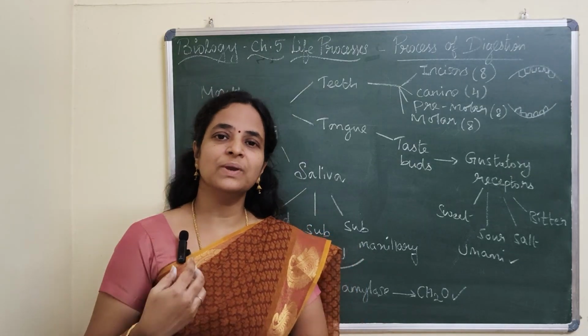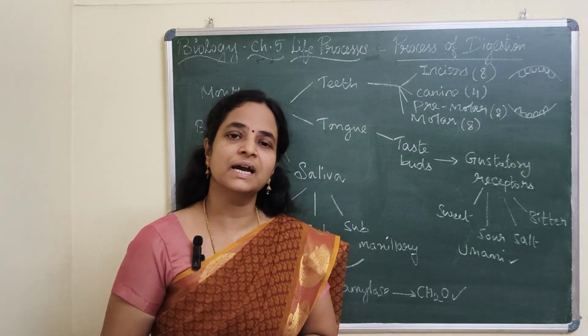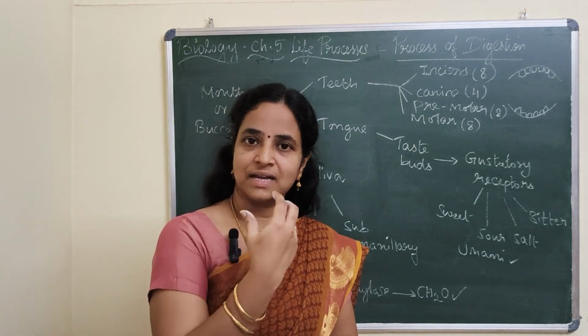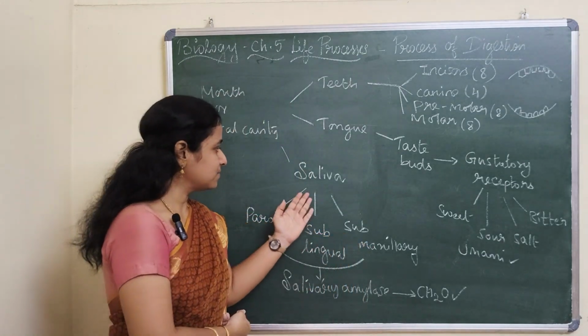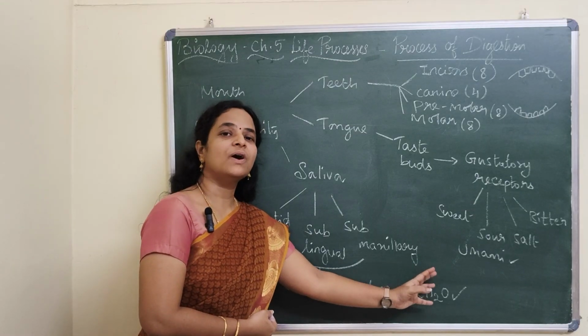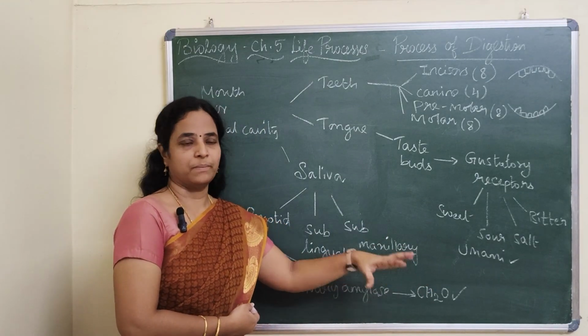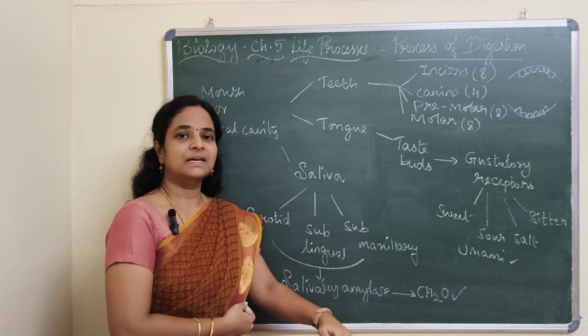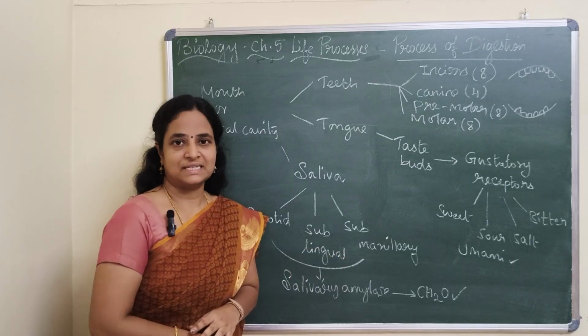That is why whenever we eat rice or any carbohydrate-rich food like wheat, you can feel the sweetness in your tongue. It is because the saliva carrying salivary amylase starts breaking down the carbohydrates into a simpler form. But initial digestion only will occur in the mouth, whereas the complete digestion will take place in the small intestine.